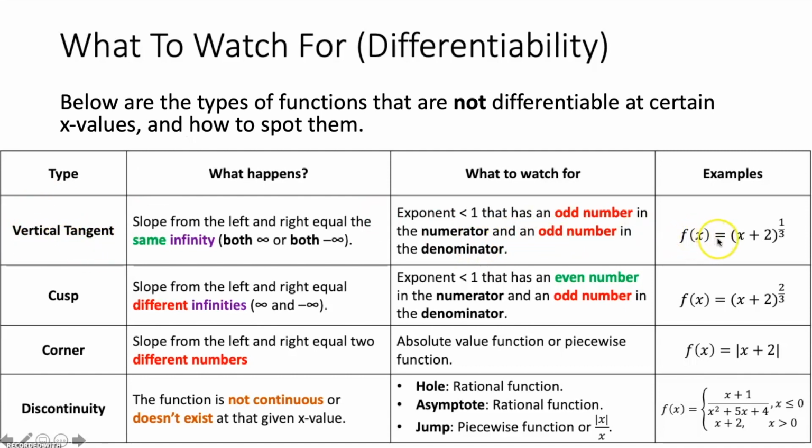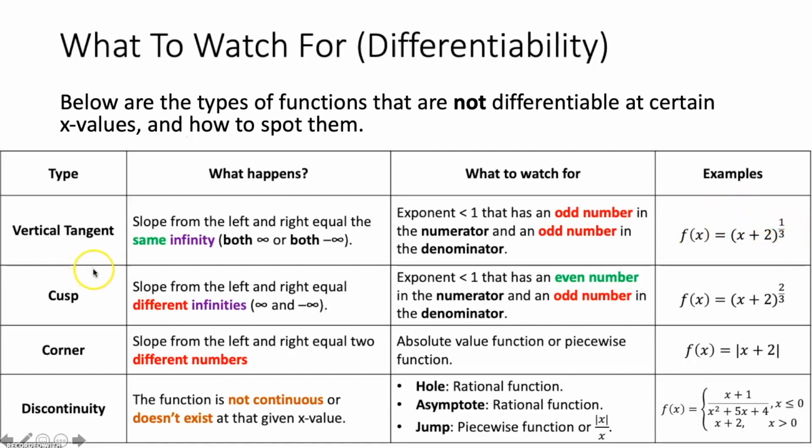Let's look at this example over here. We have f of x equals (x + 2) to the 1/3 power. Note that the exponent is less than 1. The numerator has an odd number, and the denominator also has an odd number. Because of that, there's going to be a vertical tangent, and it's going to occur at the x value that causes the inside to equal 0. What x value causes this to equal 0? That would be x equals -2. So at x equals -2, there's going to be a vertical tangent for this function.